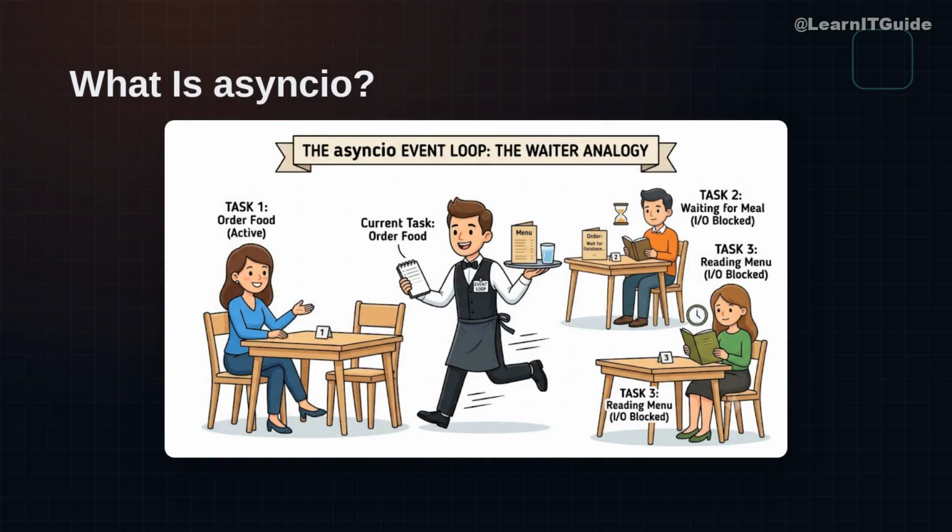So what is async IO, really? It is a framework for writing concurrent code using the async and await keywords. It allows you to pause the execution of a function while waiting for I/O and switch to another task that is ready to run. Think about that waiter analogy. The waiter is the event loop. The orders are your tasks. By not standing at the kitchen window waiting for the food, the waiter handles 20 tables in the time it would take a synchronous waiter to serve just 2. That is the power of async IO.